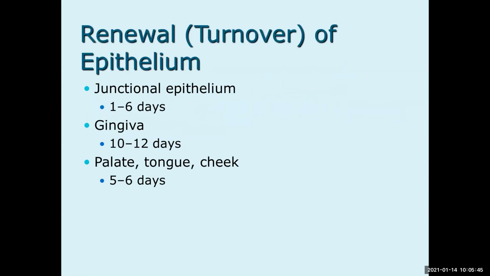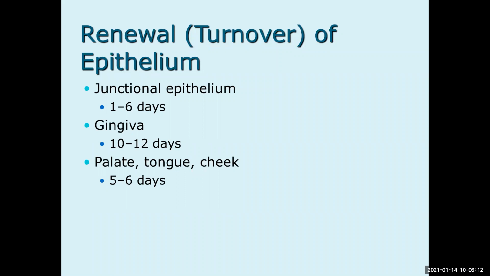But look at the cellular turnover here. You got to know this. Junctional epithelium, 1 to 6 days. Gingiva, 10 to 12 days. And the palate, tongue, and cheek is 5 to 6 days. So there's a pretty rapid cellular turnover. Look at that junctional epithelium, 1 to 6 days. Wow.